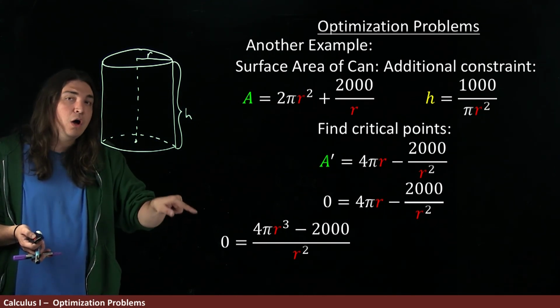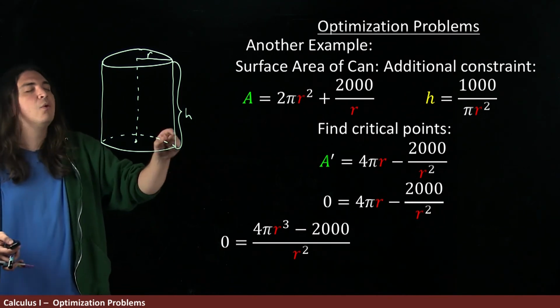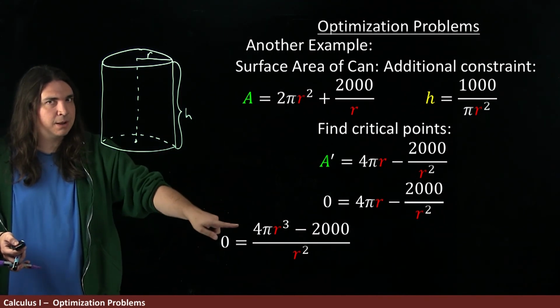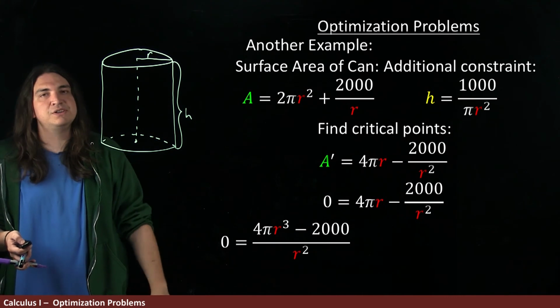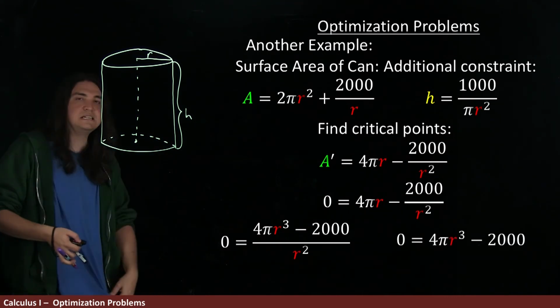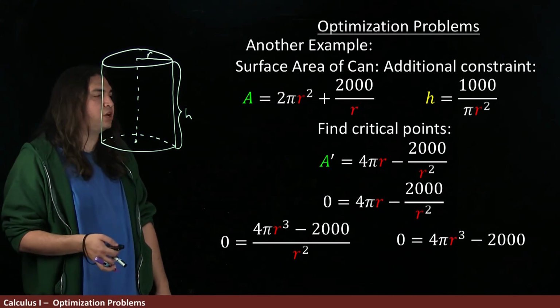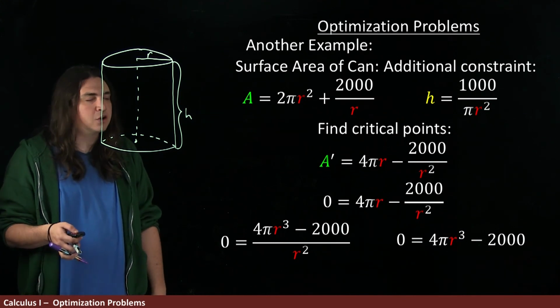This will be 0 when the numerator, this top part, the good one, says it's going to be 0. So let's find out when our numerator is 0. So let's set that equal to 0. Now, this seems a lot more charitable to solve.